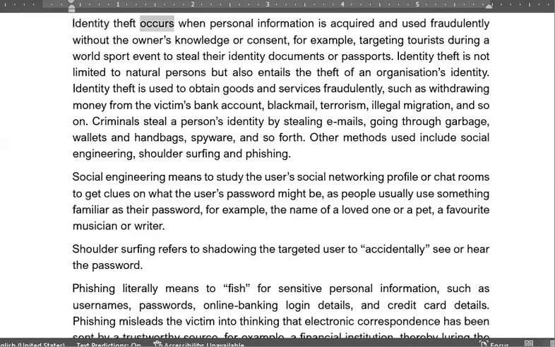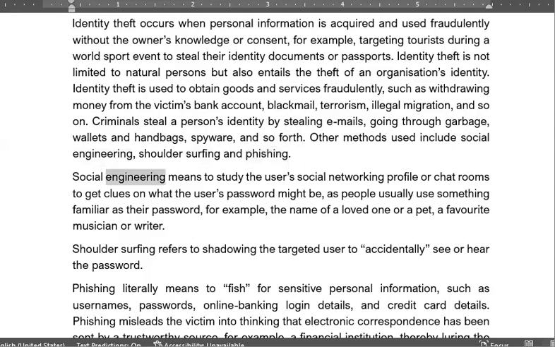Identity theft occurs when personal information is acquired and used fraudulently without the owner's knowledge or consent, for example, targeting tourists during a world sport event to steal their identity documents or passports. Identity theft is not limited to natural persons but also entails the theft of an organization's identity. Identity theft is used to obtain goods and services fraudulently, such as withdrawing money from the victim's bank account, blackmail, terrorism, illegal migration, and so on. Criminals steal a person's identity by stealing emails, going through garbage, wallets, and handbags, spyware, and so forth. Other methods used include social engineering, shoulder surfing, and phishing.